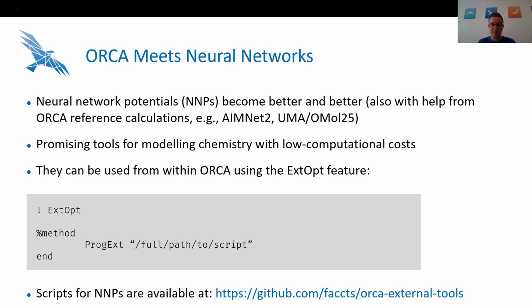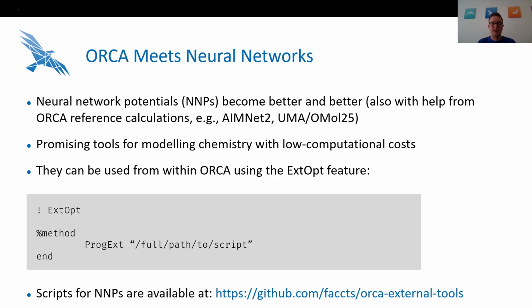Then you give in the method block the path to your script. The script has to call the neural network potential and calculate energy and gradient. And this can then be used in optimizations in ORCA. Scripts for these neural network potentials are available on GitHub. Check out FACCTs/ORCA external tools.